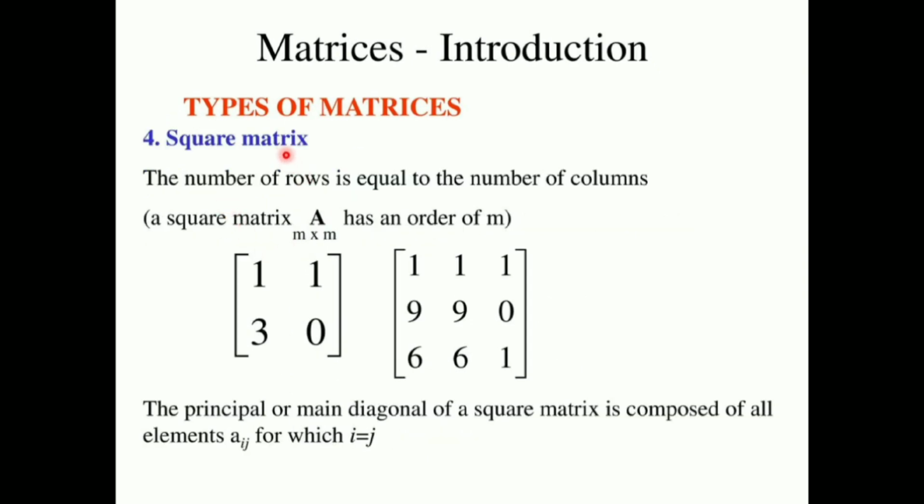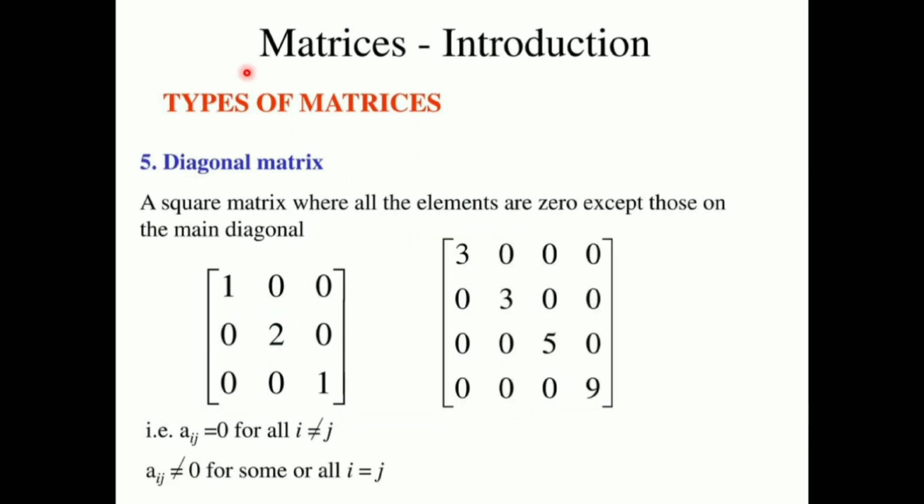Square matrix. A square matrix is a matrix having the same number of rows and the same number of columns. You can see here 2 by 2, 3 by 3. Such a matrix we call a square matrix. Diagonal matrix. A diagonal matrix is a square matrix in which every non-diagonal element is 0. This is the main diagonal, 1, 2, 1, and these non-diagonal elements are 0. Such a matrix we call a diagonal matrix.